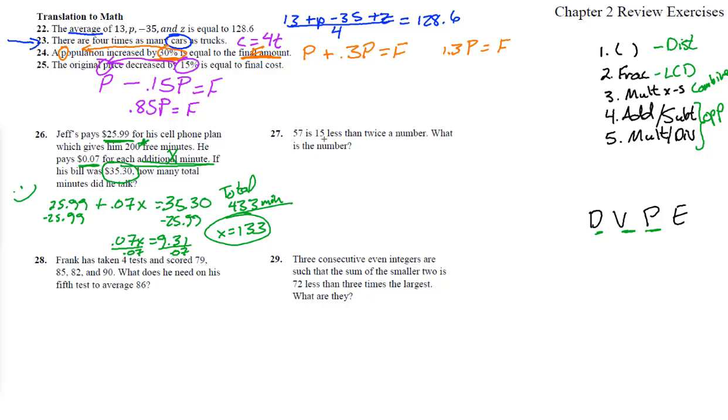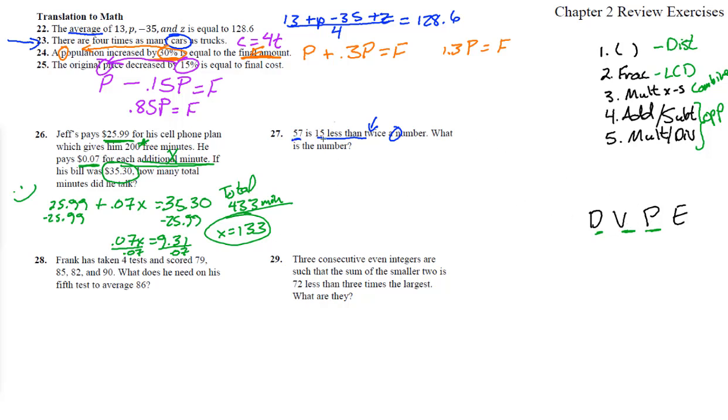57. A number, 15 less than twice a number. What is the number? There's our n for variable. So we have 15 less than, so we're going to be subtracting. Twice, that's a 2 times. 57 is a number we're going to use. Now we've got our variable n.